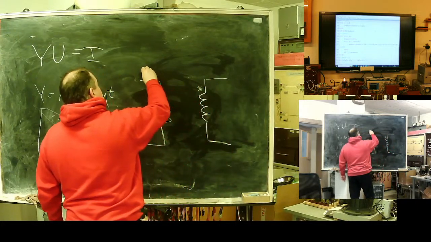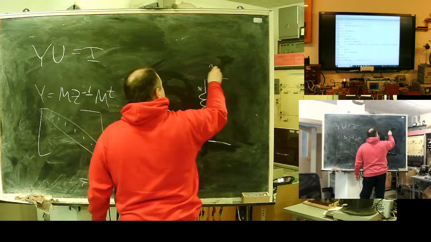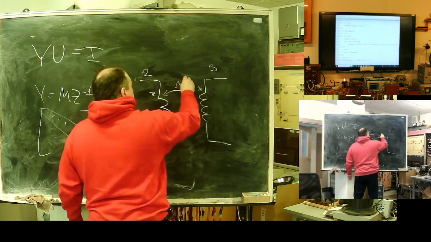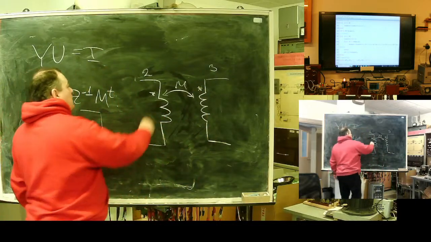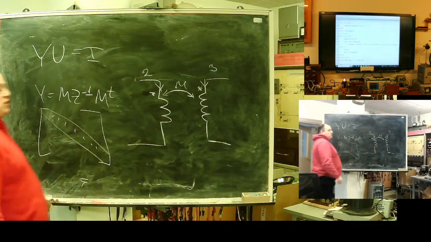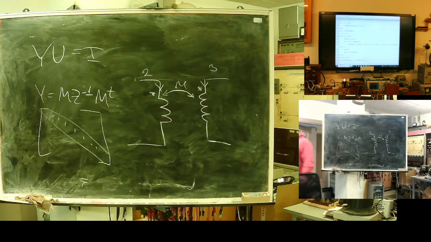Let's say this is branch 2 and this is branch 3, and I have a mutual inductance between them. Positive for each branch in topology. You understand it from the definition of the M matrix.